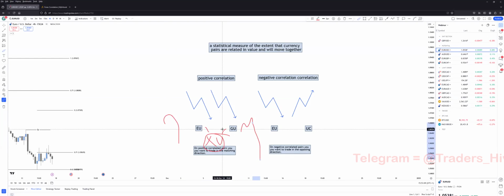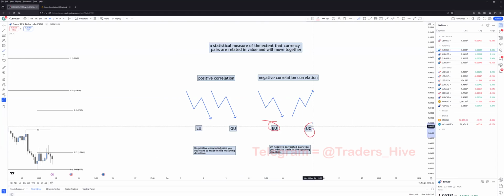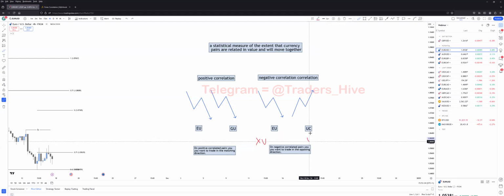And as I told you, there are negatively correlated pairs. And on negatively correlated pairs, you want to trade the exact opposite of what you see on the one pair. So for example, here is once again Euro US dollar, and there is USD CAD. What's one thing that is common in these two pairs? It's again the US dollar. We have XXX US dollar and we have US dollar XXX here, right? So this is US dollar XXX, which means the first part of this pair is the US dollar.